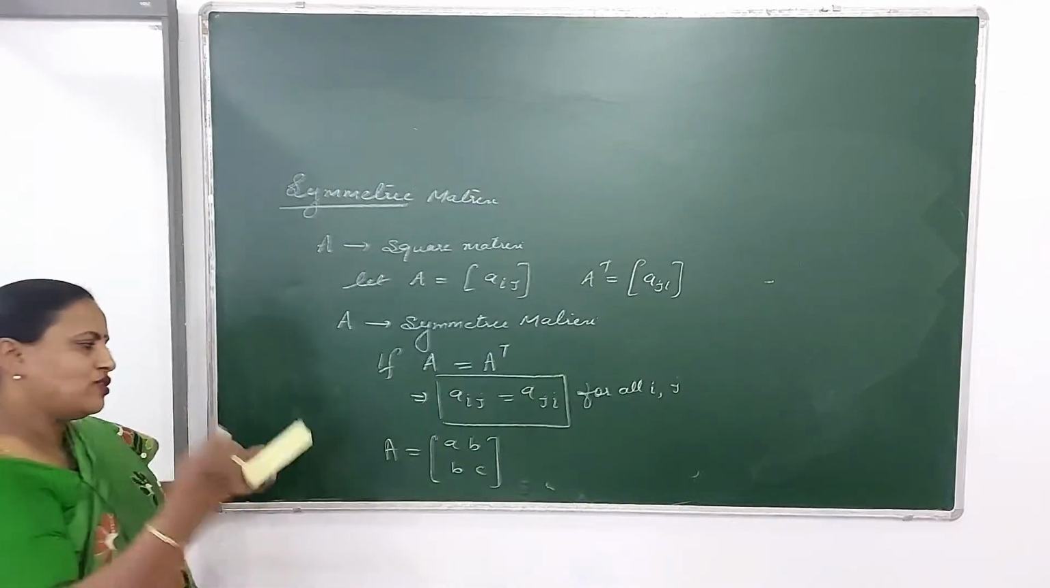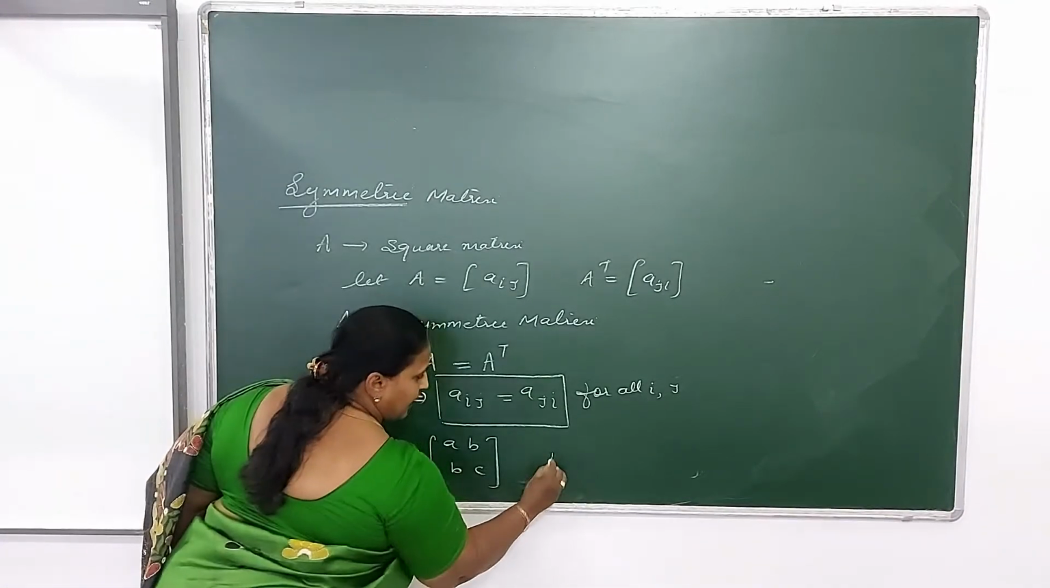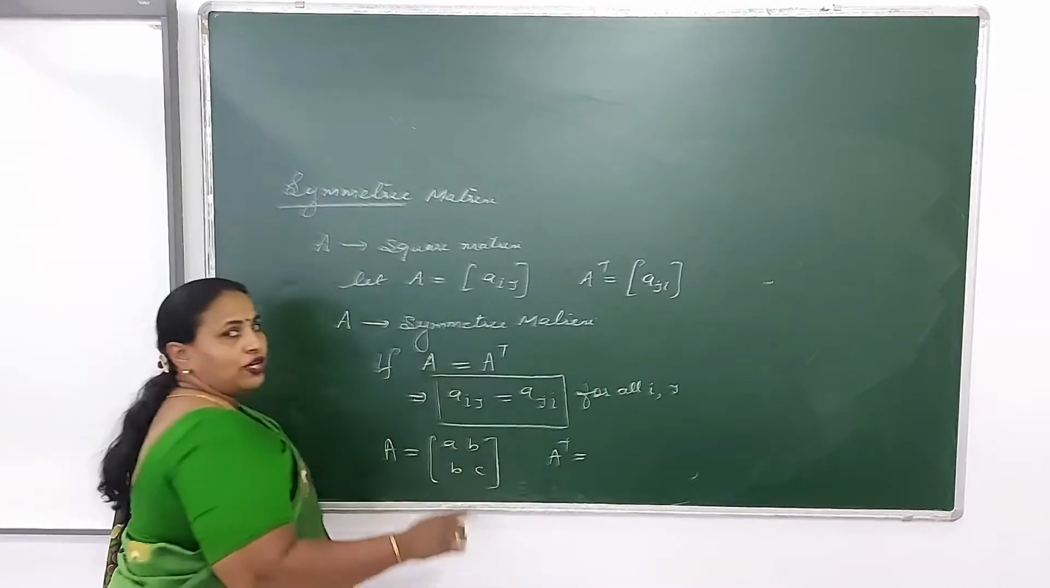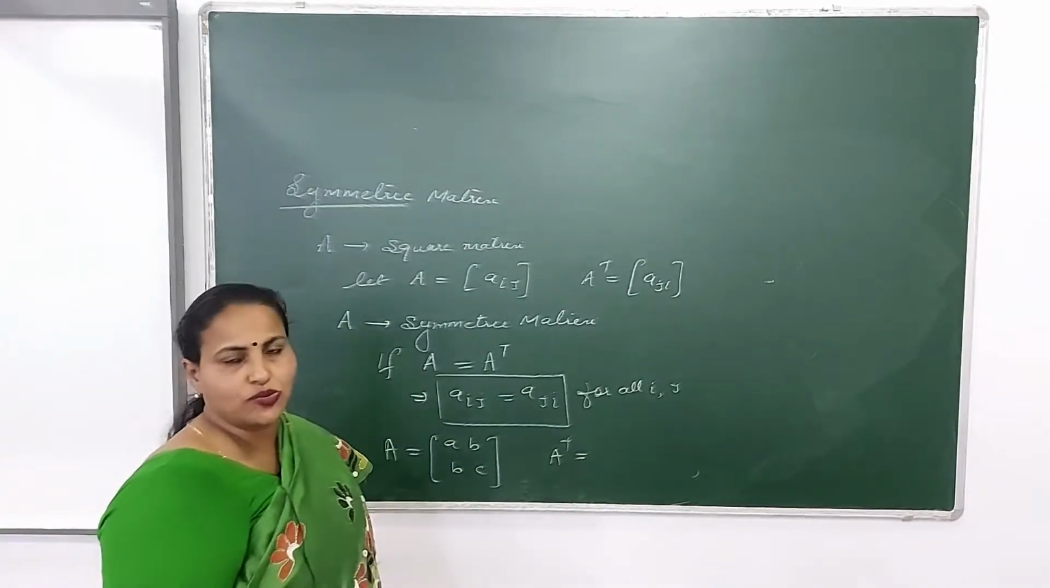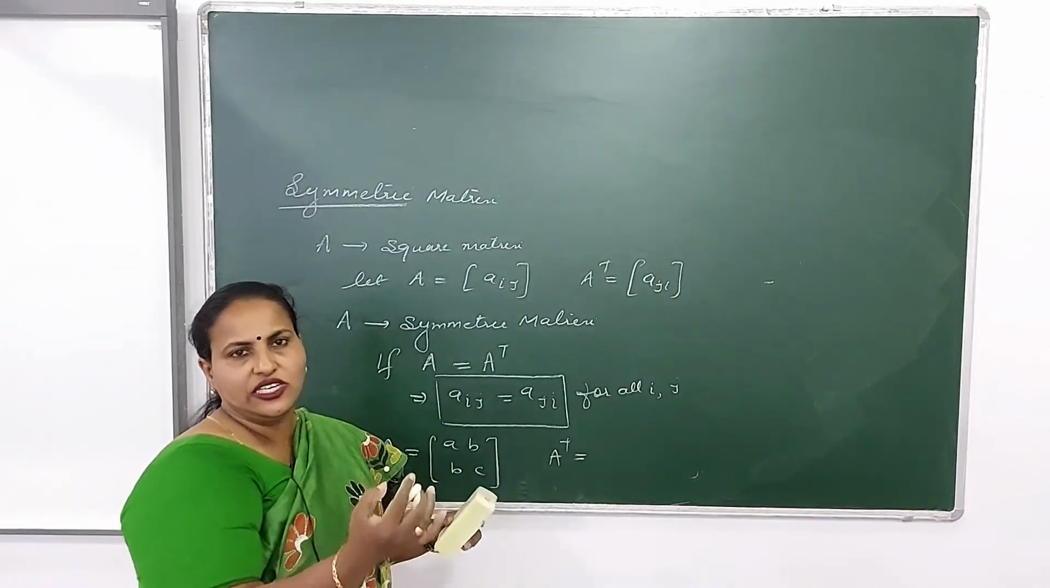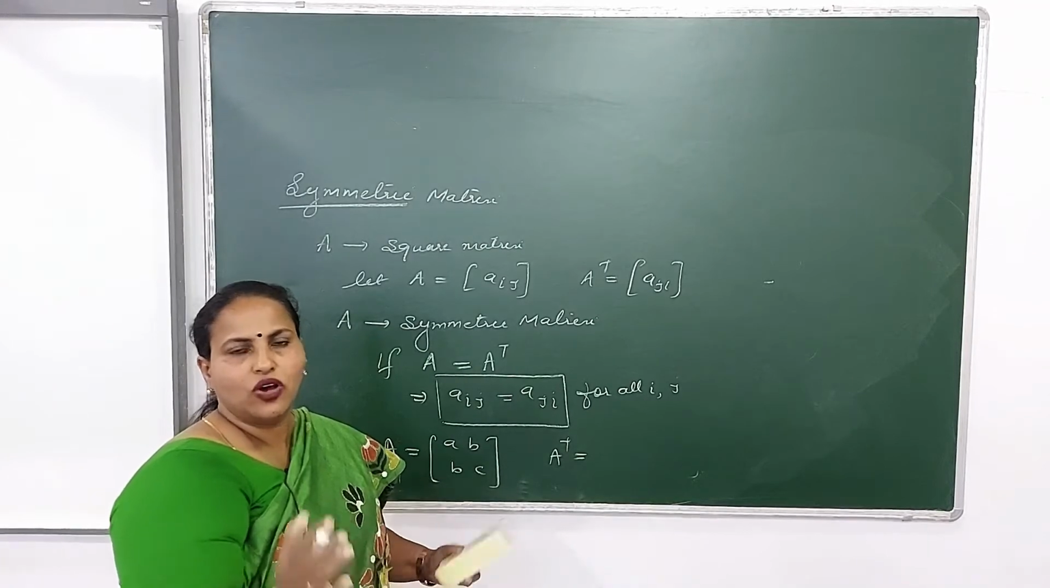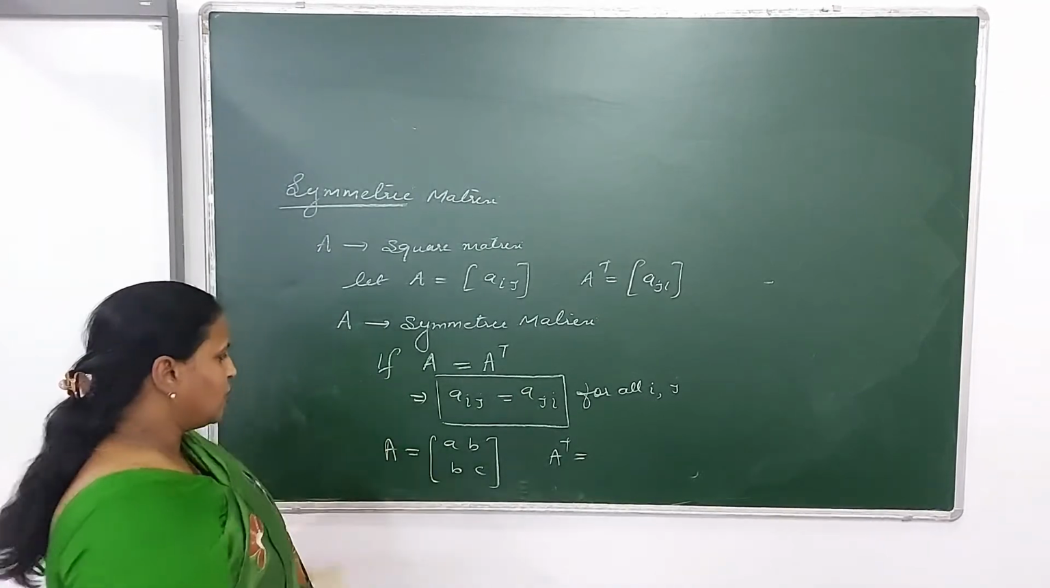Find out the transpose of this. So what will be A transpose? Now I told you the procedure of finding out transpose. What to do? You will be changing either row to column or column to row. So let us go for this.